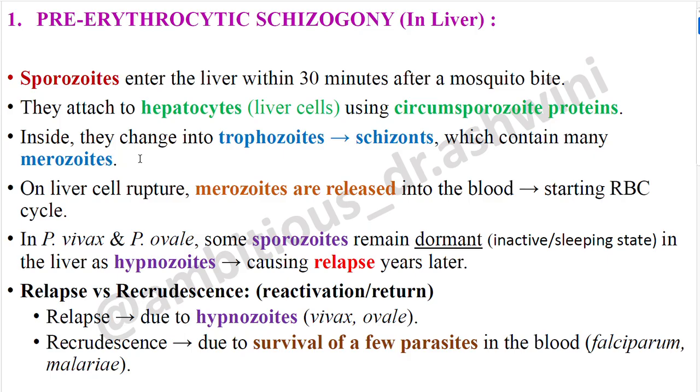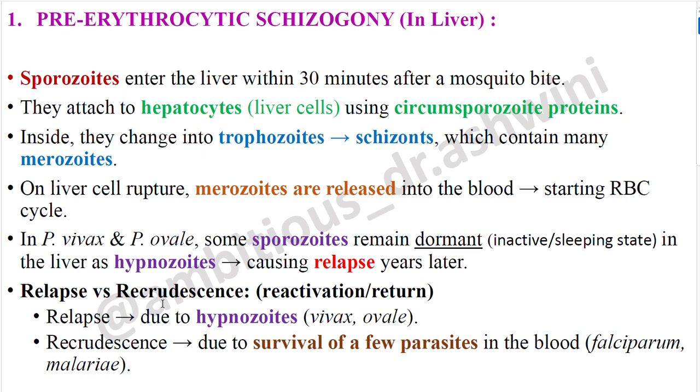Inside, they change into trophozoites, then schizonts, which contain many merozoites. On liver cell rupture, merozoites are released into the blood, starting the RBC cycle. In Plasmodium vivax and Plasmodium ovale, some sporozoites remain dormant, means inactive or in a sleeping state, in the liver as hypnozoites, which cause relapse years later.